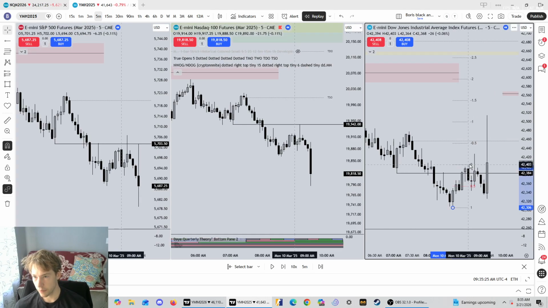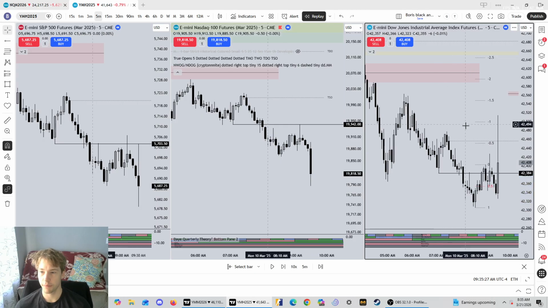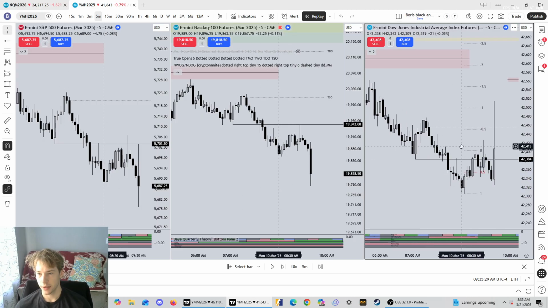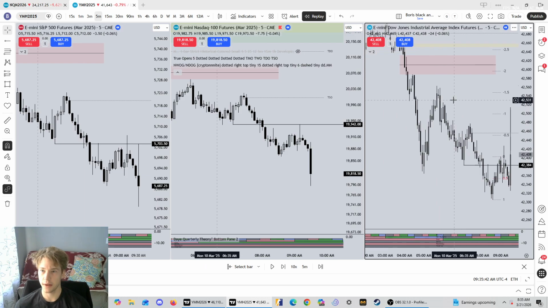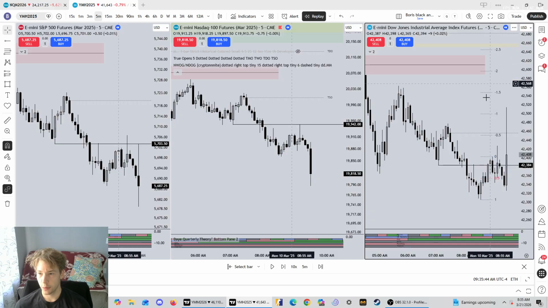On the 5-minute, negative 2, negative 2.5, perfect, right? So lower time frame, it's a reversal. Higher time frame, it's a retracement, right? So that's essentially the kind of logic I use. Higher time frame, I want that negative 1, negative 1.5. Lower time frame, I want that negative 2, negative 2.5. So there's negative 2, negative 2.5.